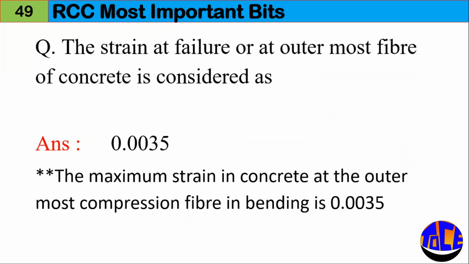Question number 49. The strain at failure at the outermost fiber of concrete is considered as 0.0035. Or this question may be asked another way: the maximum strain in concrete at the outermost compression fiber in bending is 0.0035.